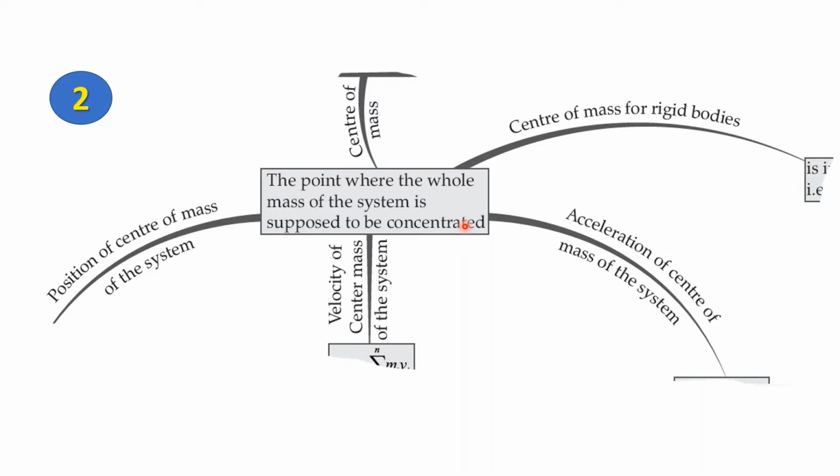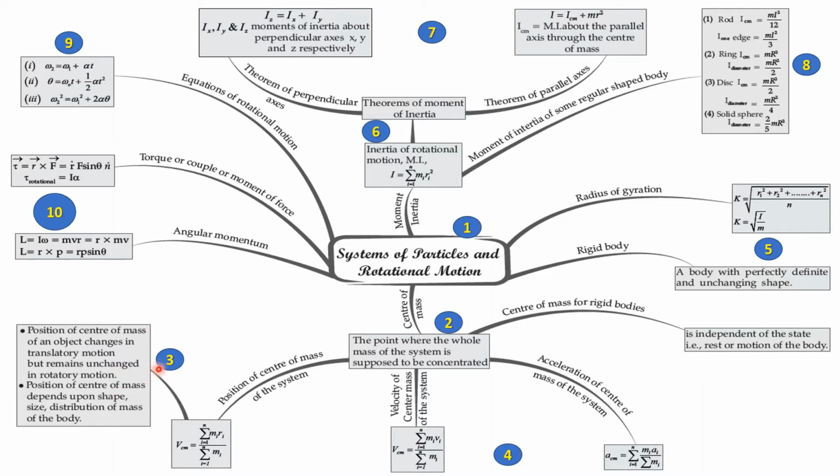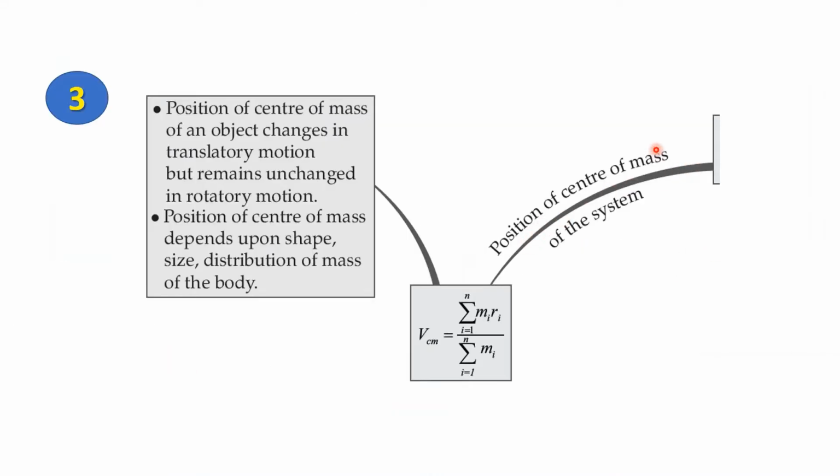In center of mass, we'll be studying its position, how to calculate the position of center of mass. Then we'll calculate velocity of center of mass and acceleration as well. So let's move to position of center of mass, which is marked as number 3 in this mind map. To calculate the position of center of mass, we use the formula R_CM equals the sum from i equals 1 to n of m_i r_i, divided by the sum from i equals 1 to n of m_i.